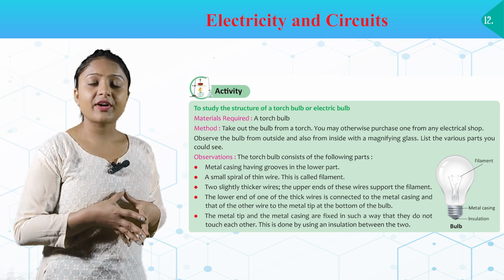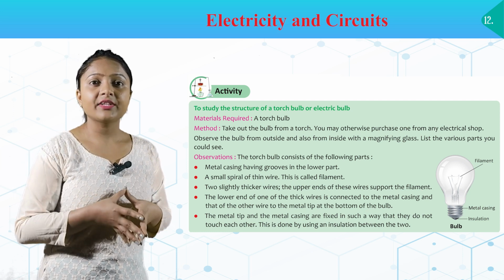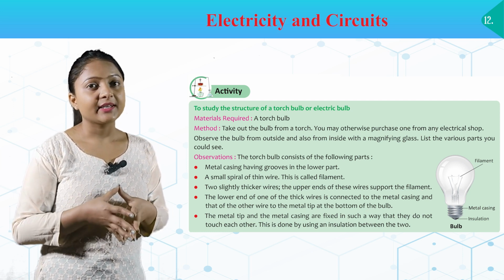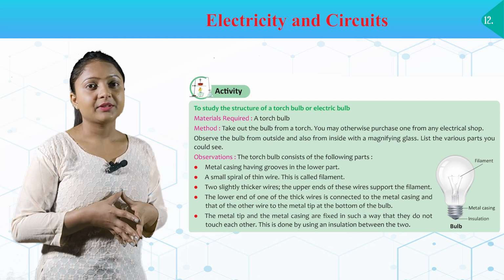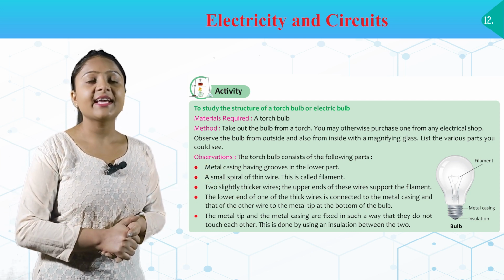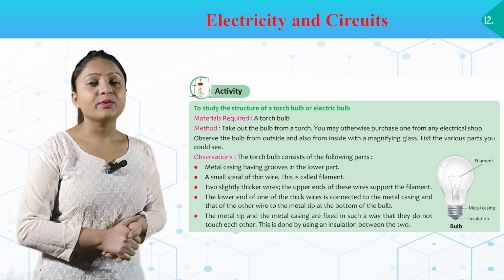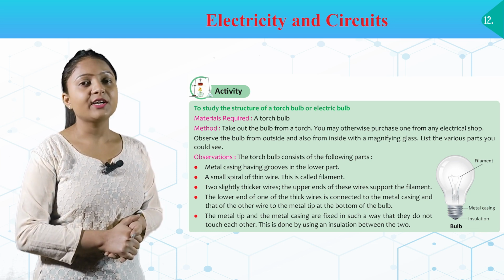The lower end of one of the thick wires is connected to the metal casing and that of the other wire to the metal tip at the bottom of the bulb. The metal tip and the metal casing are fixed in such a way that they do not touch each other. This is done by using an insulation between the two.